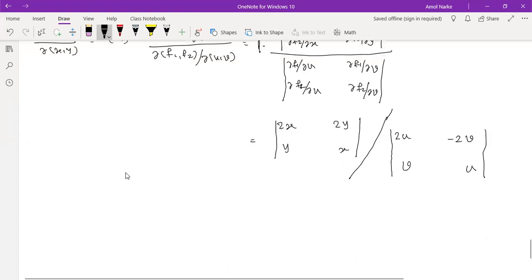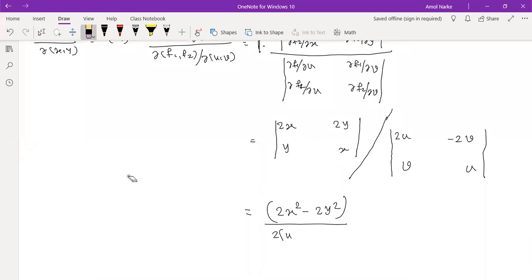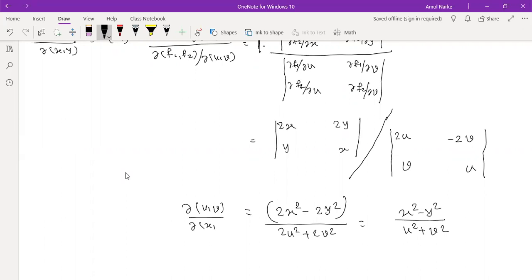What comes in the numerator? 2x square minus 2y square, divided by 2u square plus 2v square. So what are you getting? x square minus y square divided by u square plus v square. That is the value of the Jacobian of u and v with respect to x and y.